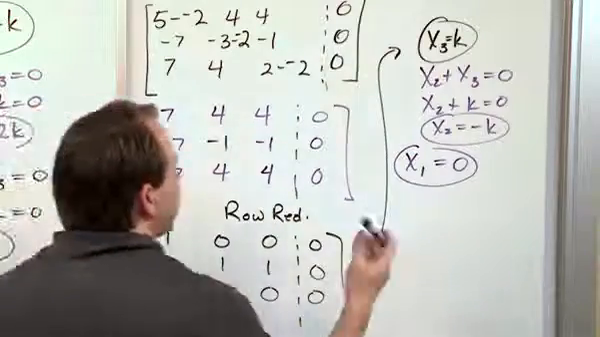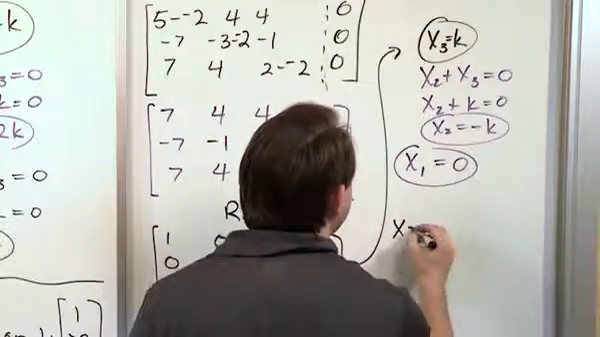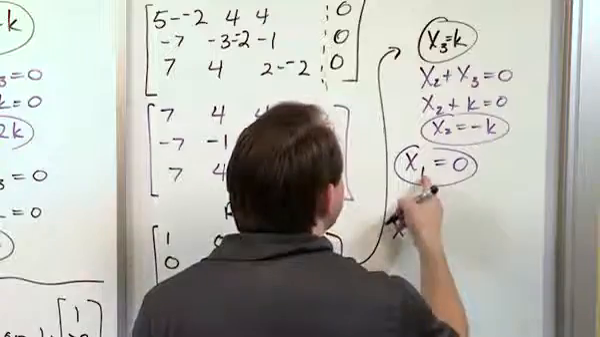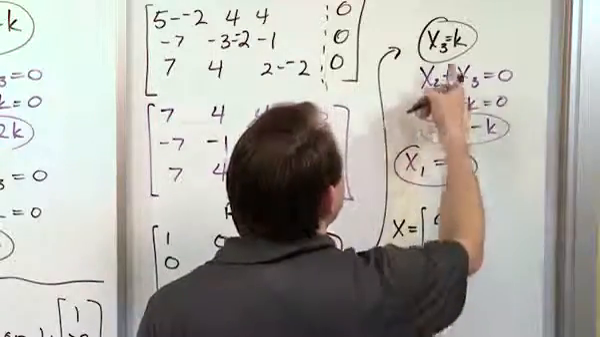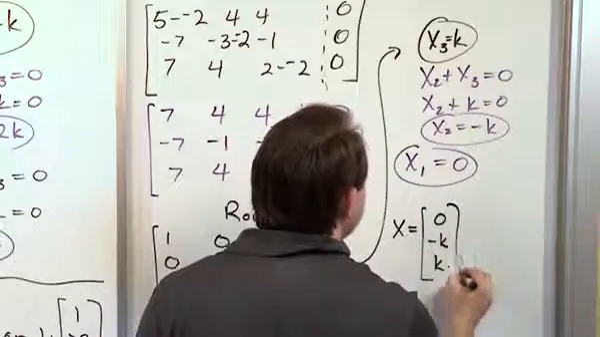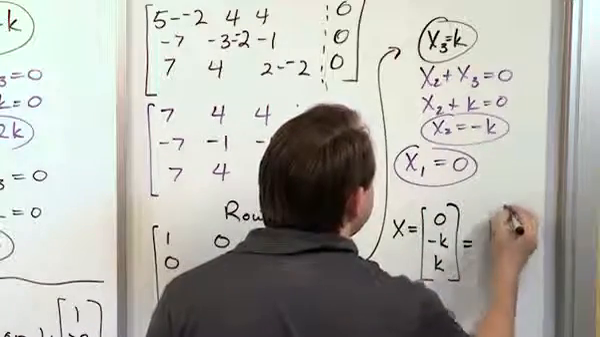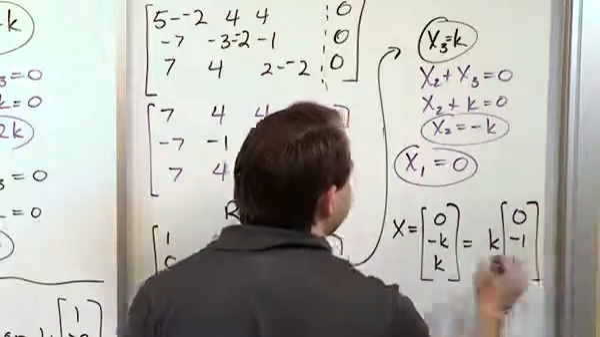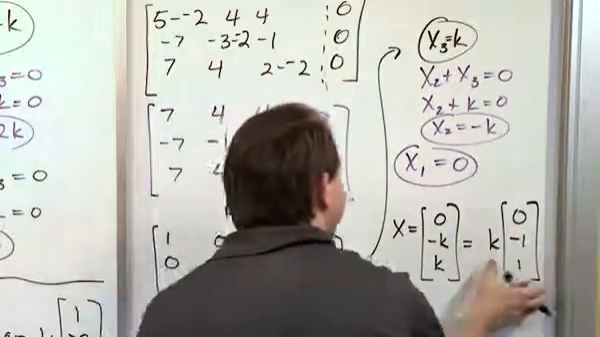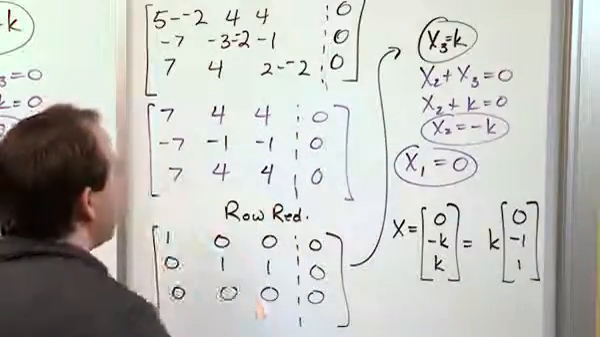All right, so what we're going to have here, the eigenvector x is going to be equal to, for x sub 1 you get 0. For x sub 2 you get negative k. For x sub 3 you get positive k. And you can, of course, factor out a k. This is still going to be a 0 up here. This will be a negative 1. This will be a positive 1. So this will be the eigenvector associated with the eigenvalue, negative 2.